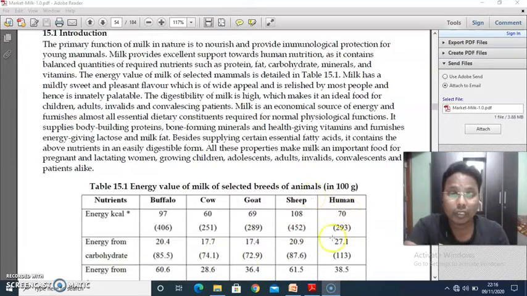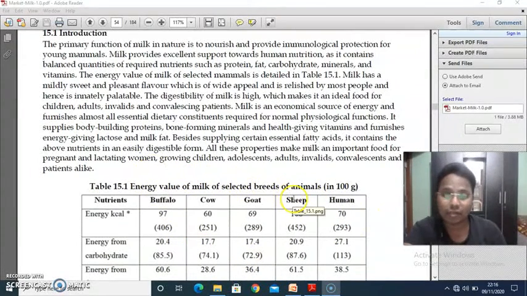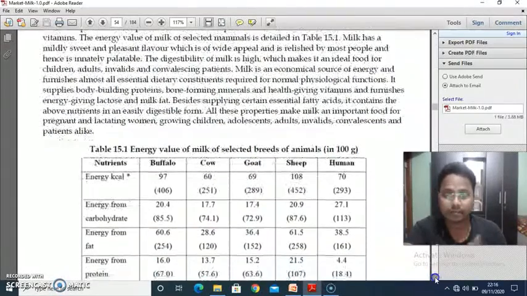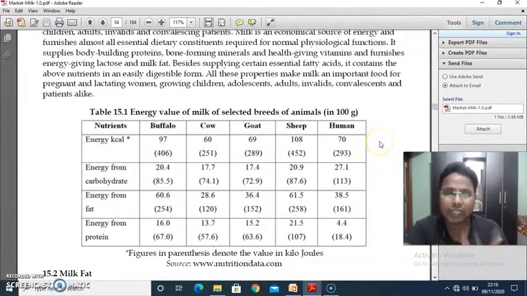And this table shows the energy value of milk of selected breeds of animals. As I told you earlier, it shows that when we consume 100 gram of milk of this species, that is buffalo, cow, goat, sheep and human, what will be the energy value. The figures in parentheses denote the value in kilojoules, means 406 kilojoules, and these are the kilocalories. If we consume 100 gram of buffalo milk, we will get 97 kilocalories.